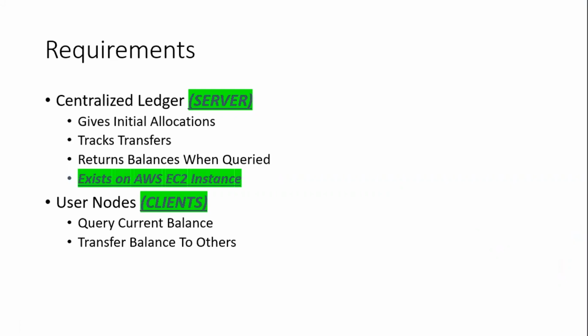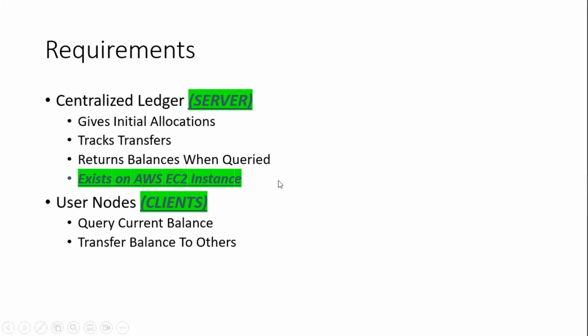But here, highlighted in green, are the main changes from what we've already done. So we're still going to have a centralized ledger that performs all of the same operations. The only difference here is that this time it's going to act as a server on a physically separated machine. And again, in particular, we're going to use an AWS EC2 instance.